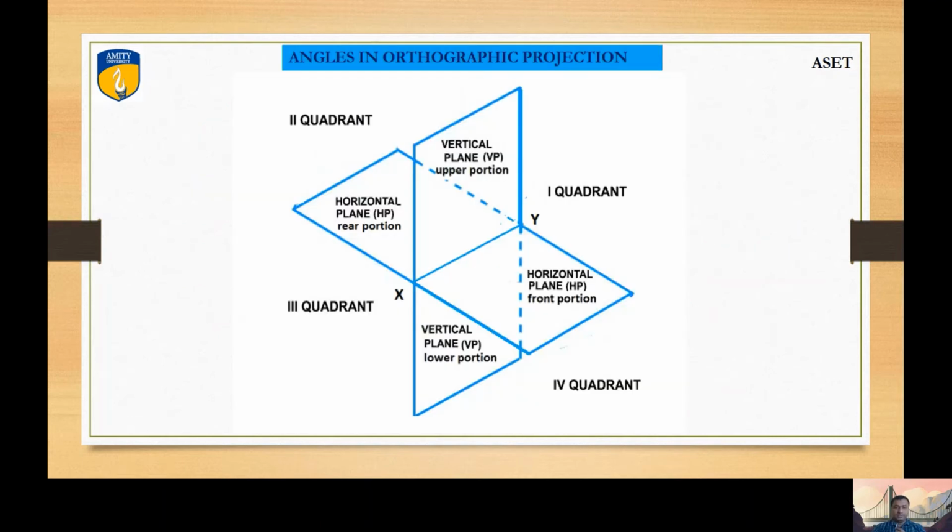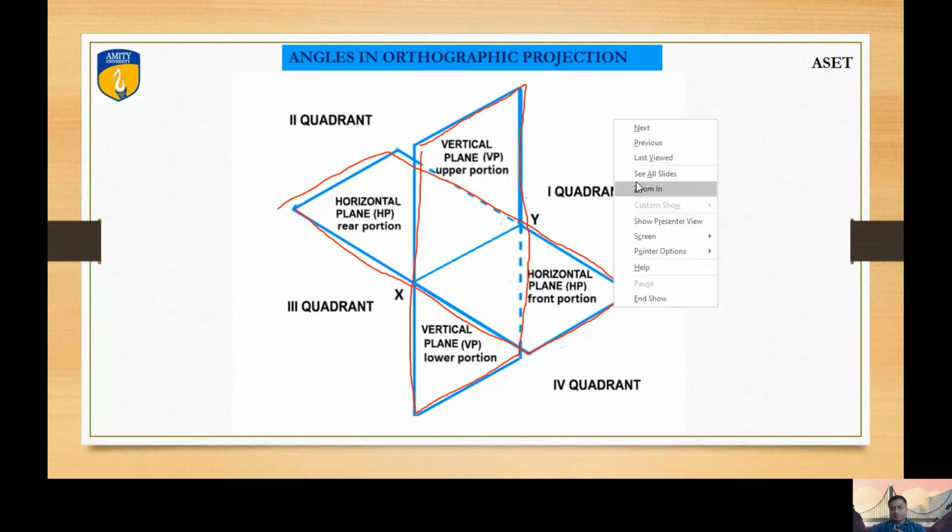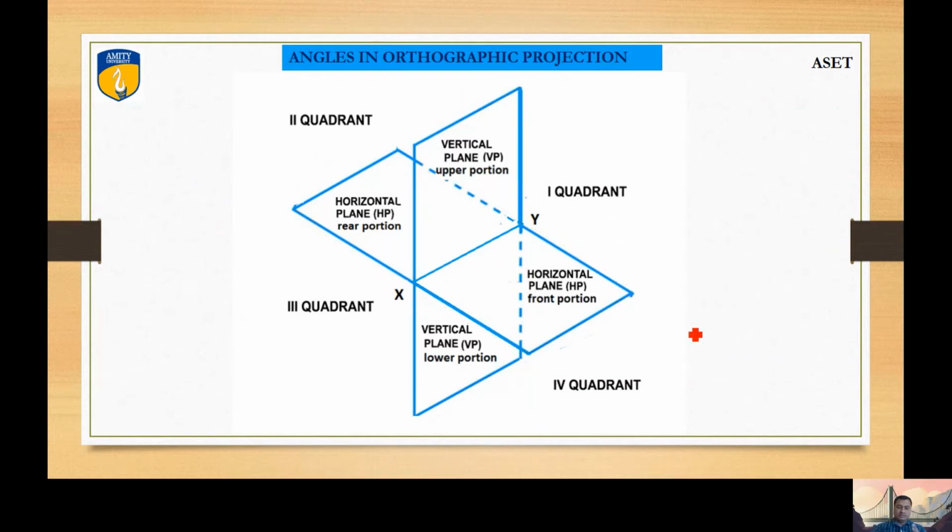So this is my horizontal plane, and this is my vertical plane. I think you can all imagine how these two planes are placed: the vertical plane bisects the horizontal plane, like this. So there are four quadrants appearing here: the first quadrant, the second quadrant, the third quadrant, and the fourth quadrant. I have told you how the views are going to be placed. That depends on the quadrant.